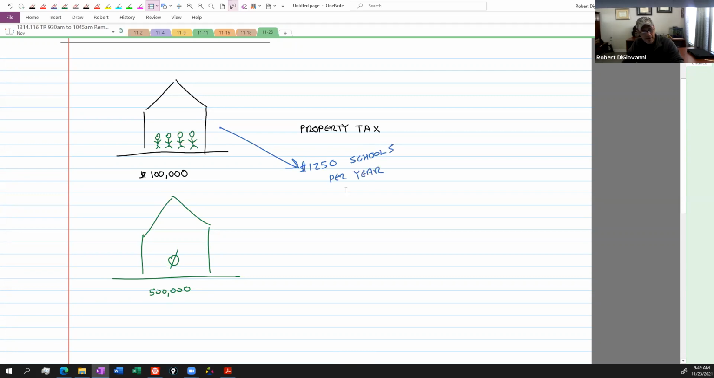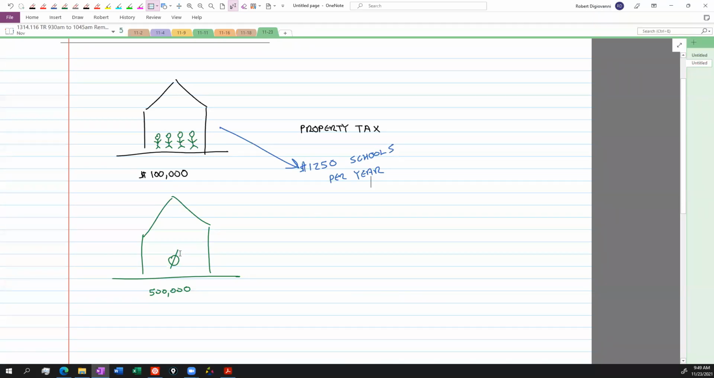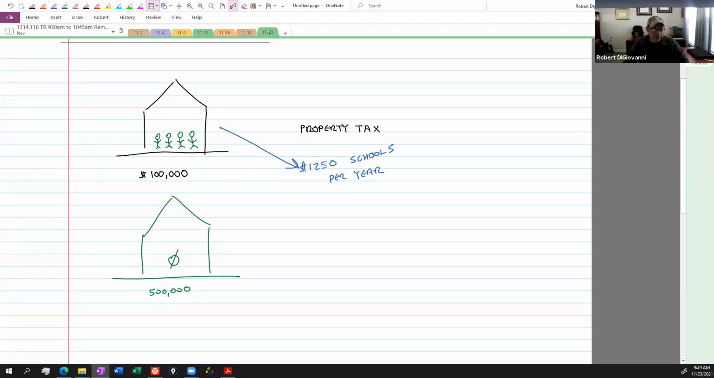And how much is the other home going to pay? They're going to pay this times 5, right? So probably close to $6,000. $1,250 times 5. They're going to pay about $6,250 for the year for the schools. They have no kids going to school.